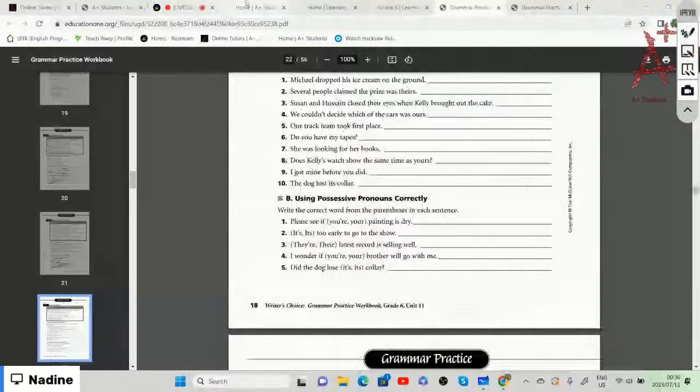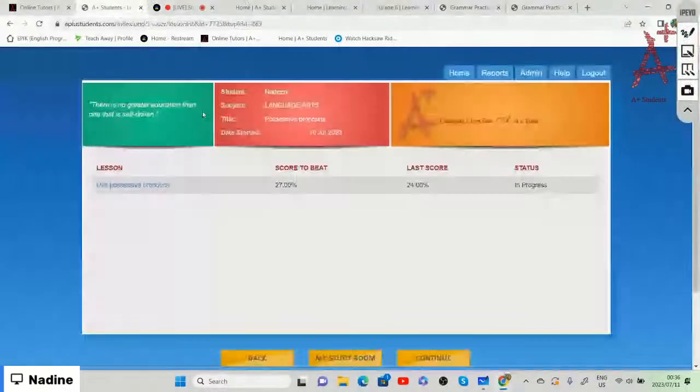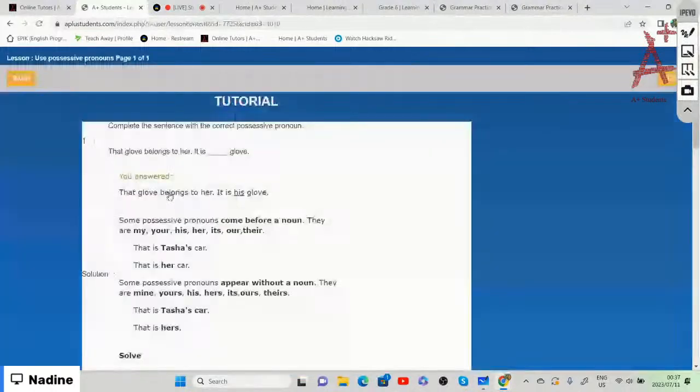All right, let's quickly go back to the tutorial lesson. We just did possessive pronouns. Some possessive pronouns come before a noun. They are my, your, his, her, its, our, and their. Then some possessive pronouns appear without a noun: mine, yours, his, hers, its, ours, and theirs. They basically stand alone within a sentence.